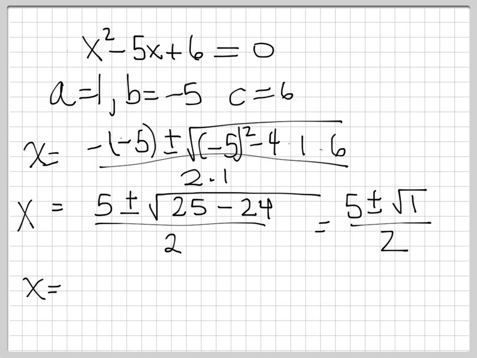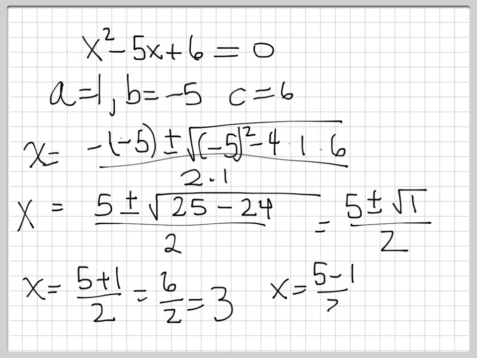Now, here we can actually compute these answers. One is that x equals 5 plus 1 over 2, which is 6 over 2, which is 3. The other is x equals 5 minus 1 over 2, which is 4 over 2, which is 2.